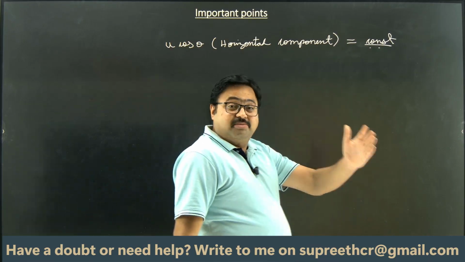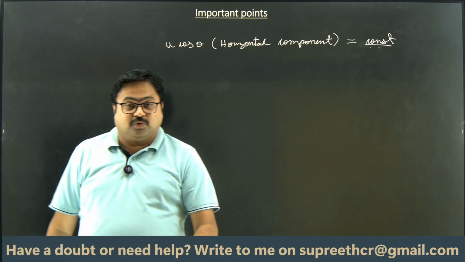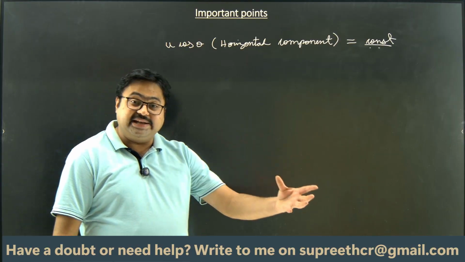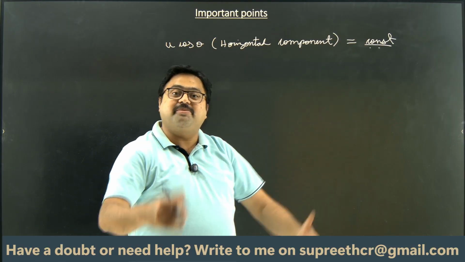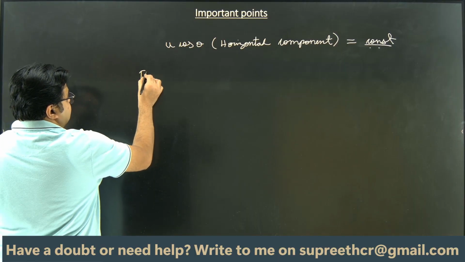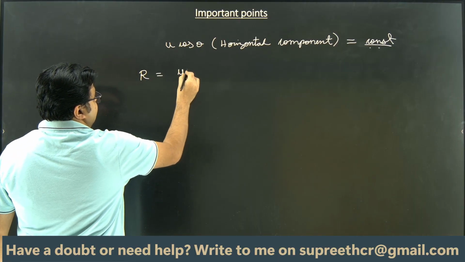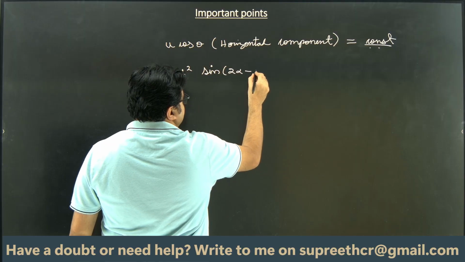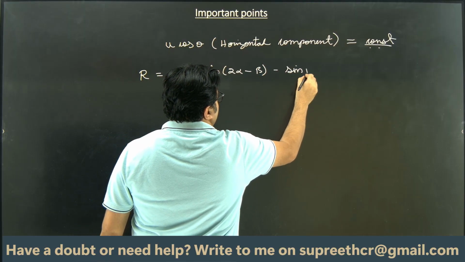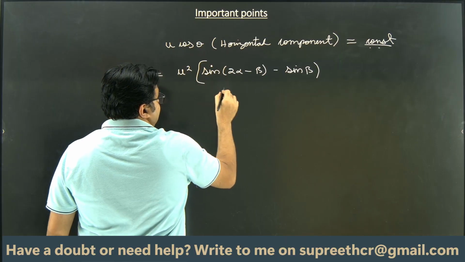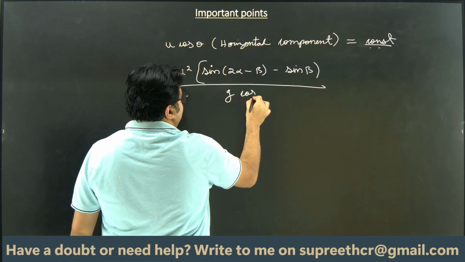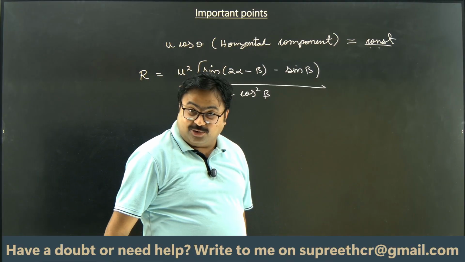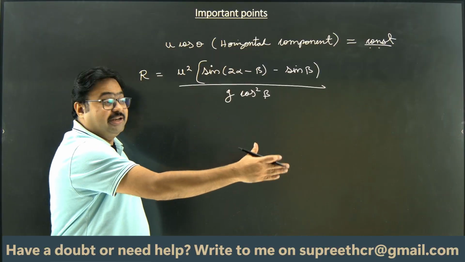The other very important idea that I'd like to convey to you is, at what angle should you project a projectile on an inclined plane for its range to be maximum? Let's find out. For projection up an inclined plane, you know that the formula for range is u square sine of 2 alpha minus beta minus sine beta, divided by g cos square beta. You don't have to bother about beta because beta is the angle of inclination. There is nothing you can do about it. But alpha is the angle of projection. You can always change that.